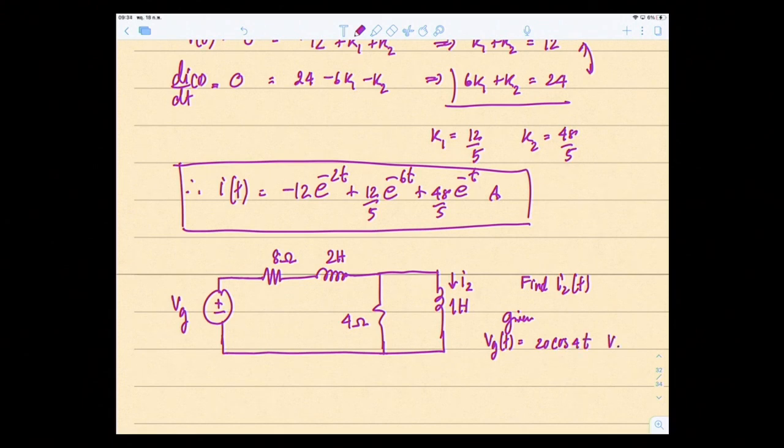Okay, so I'm going to show you this problem. As you can see, we have two inductors, and the way they are connected, they have 4 ohms right here, at this point. Therefore I cannot combine them into a single inductor, since they're not connected directly in series or in parallel. So let's see how to find I2.